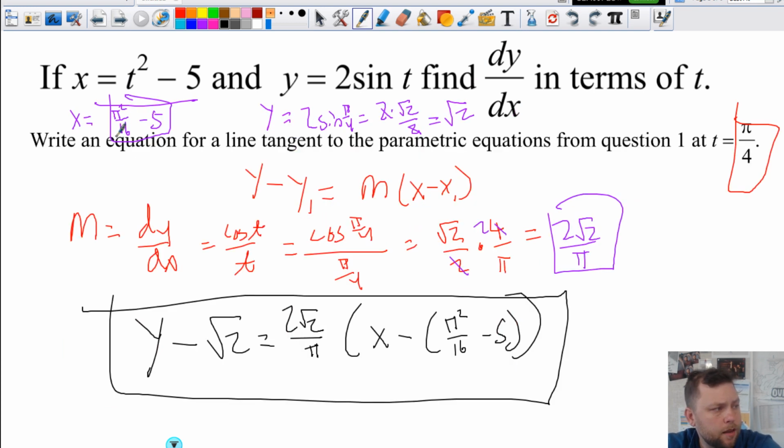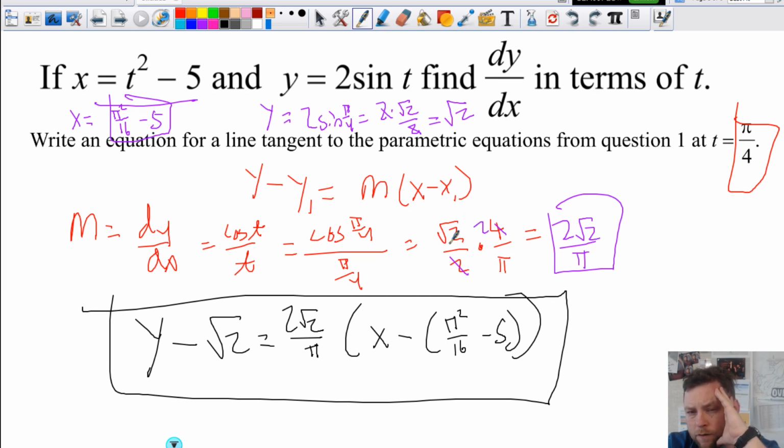Moving on. Write an equation of the tangent line at pi over 4. So what's happening here is you have to do the slope-intercept form equation right here. I got to get my slope m, and the x1, y1 points. m is just your derivative at that point. So we found out dy/dx was cosine of t over t. So we're plugging in pi over 4, so it's cosine of pi over 4 over pi over 4. And, I mean, do you have to simplify that? I guess not, but let's do it.